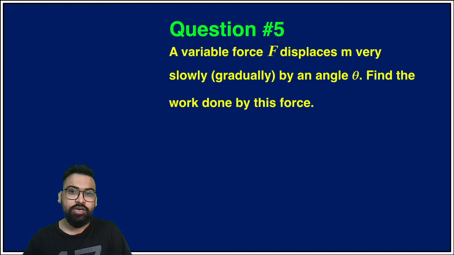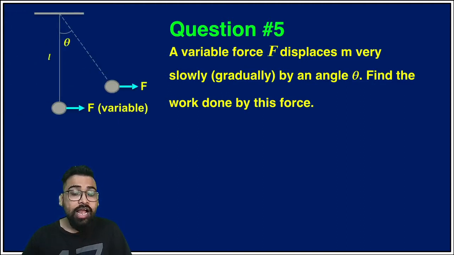force F given to us that is displacing a very small mass M slowly, very gradually by an angle theta, and you have to find the work done by this force. Now if you see, this is the force that is being applied. We are being told that this is a variable force. This is already given in the question, and it is applied in such a way that we take this mass from here to here. Now you have to tell the work done by this force.